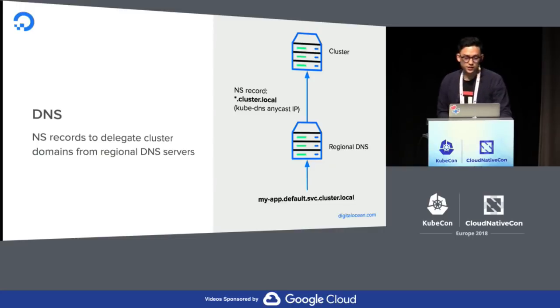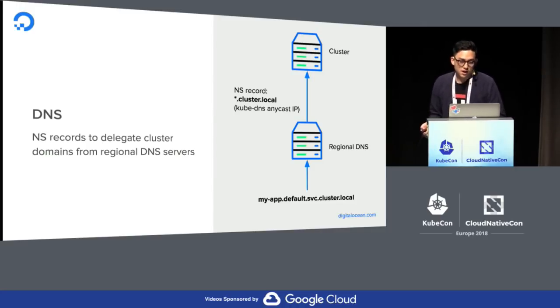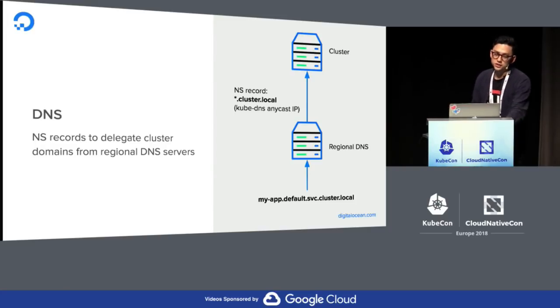But instead what we did was we set an NS record in all our regional DNS servers, and we would configure them so that if a query matches a cluster domain for any of our clusters, we could then have the regional DNS server query the regional kubedns service, and then kubedns would return either a service IP or a pod IP if you're using a headless service back to the regional DNS server.